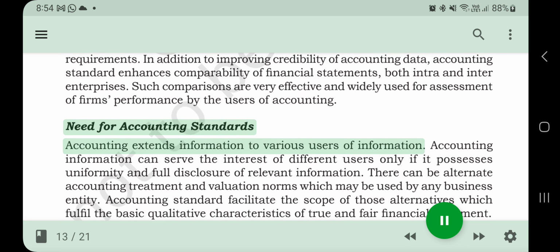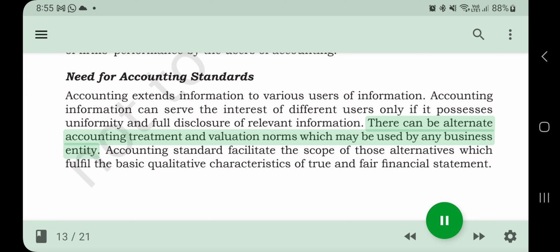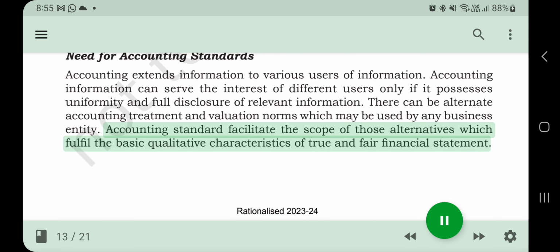Need for accounting standards. Accounting extends information to various users of information. Accounting information can serve the interest of different users only if it possesses uniformity and full disclosure of relevant information. There can be alternate accounting treatment and valuation norms which may be used by any business entity. Accounting standards facilitate the scope of those alternatives which fulfill the basic qualitative characteristics of true and fair financial statement.